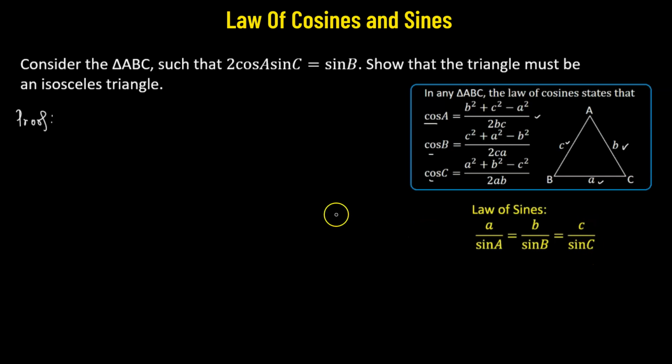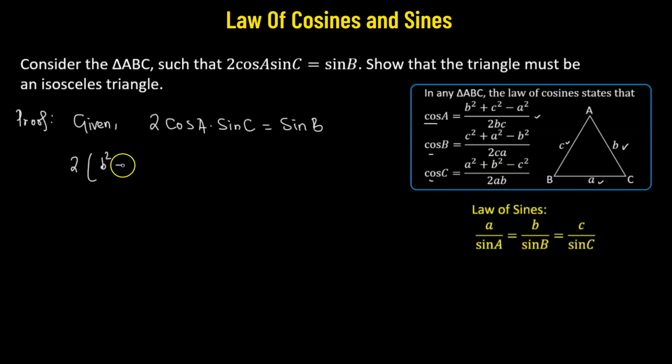So here we are given the condition that 2 times cosine of A multiplied by sine of angle C equals sine B. Now we'll substitute the value of cosine A, so we get 2 multiplied by b squared plus c squared minus a squared divided by 2bc, multiplied by sine C.